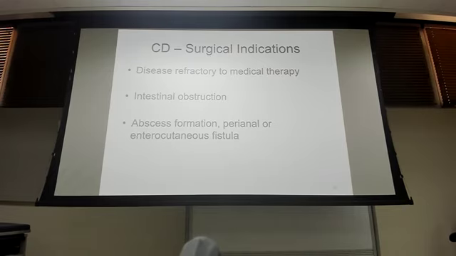We talked about surgery. When are we going to need it? Well, obstructions, abscesses, fistulas, or severe refractory disease. So if we start having those perianal or enterocutaneous fistulas or obstructions, as I mentioned, it's time to get the surgeon on board. Fix the holes that the Crohn's has caused by going completely through all layers of mucosa of the bowel.